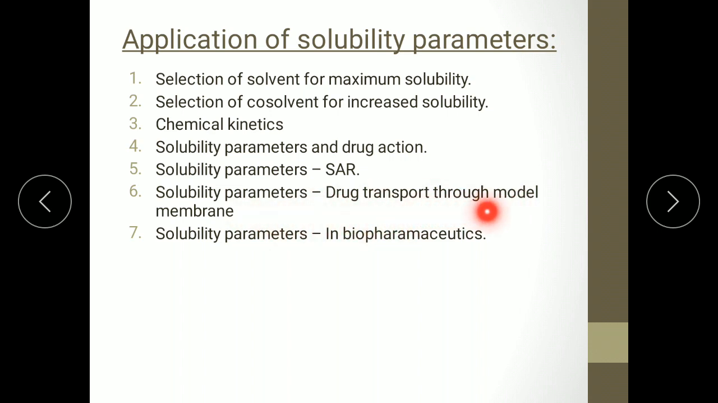Next one is solubility parameter and drug transport through model membranes. Now drug transport through model membranes, which are lipoidal barriers: the smaller the difference between the lipoidal membrane and the drug molecule, the faster the transfer of solute molecules across the membrane. Next one is that solubility parameters are also used in biopharmaceutics. Biopharmaceutics studies involve the application of dosage forms in living organisms, like drug absorption and dissolution studies. In all those studies solubility parameters are also used.